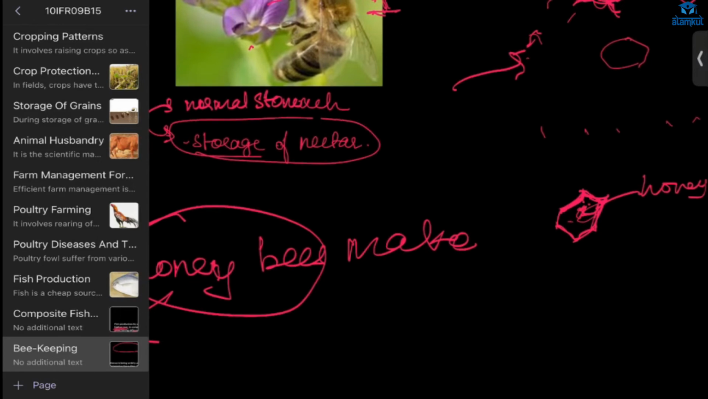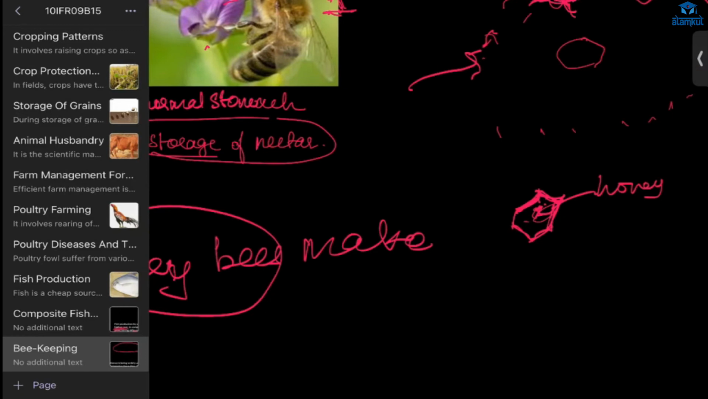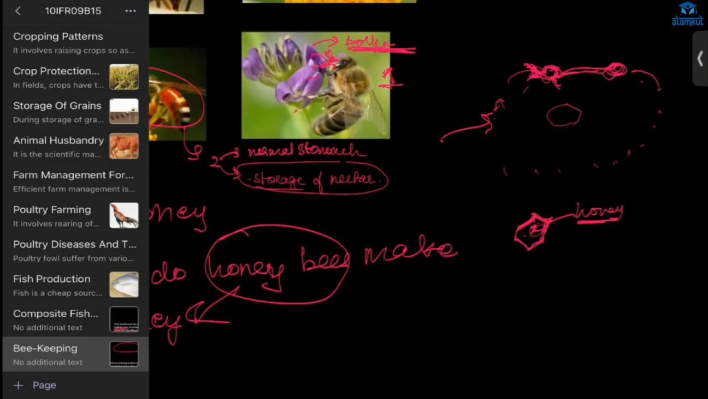Okay, and it is watery, and it has to be turned into honey, right? So what is done here is that the bees shake their wings, the water will evaporate, and only the honey is left.